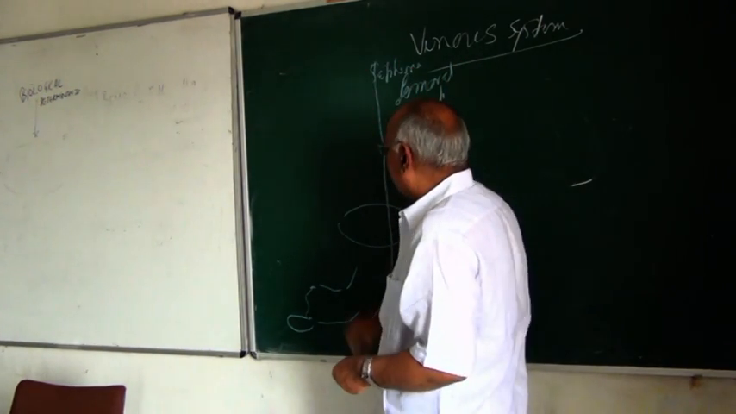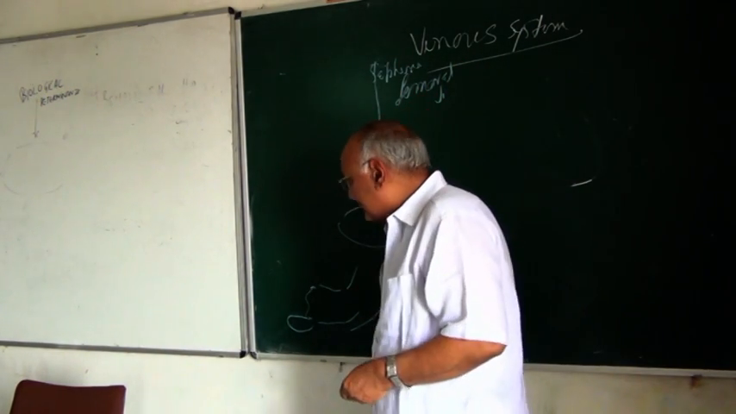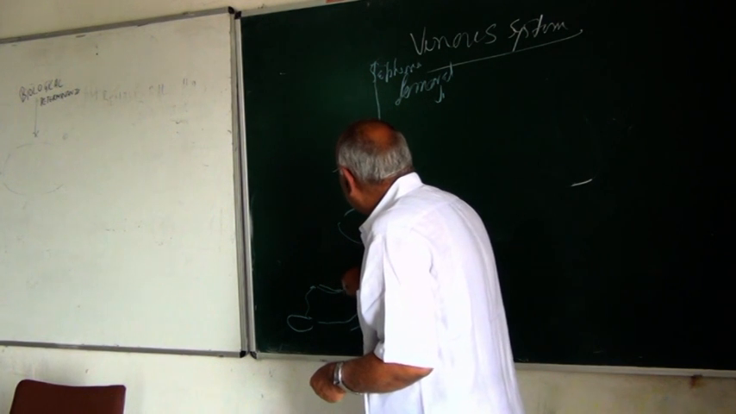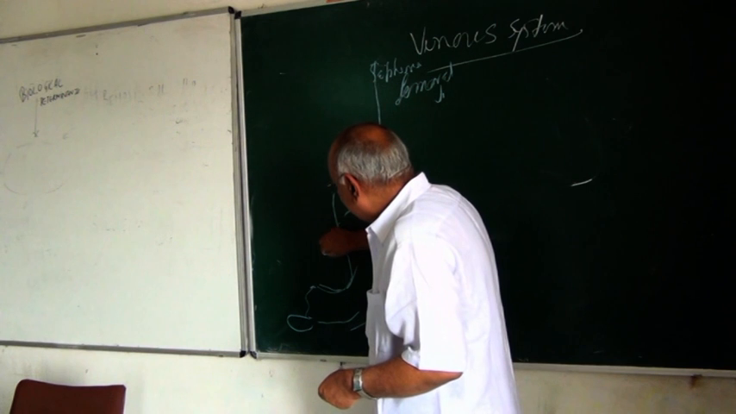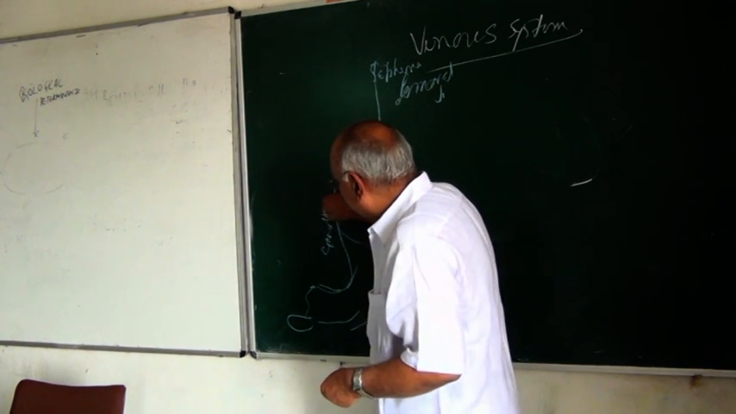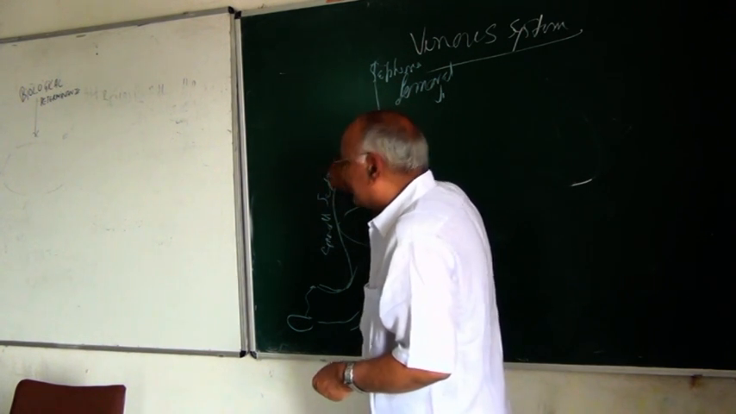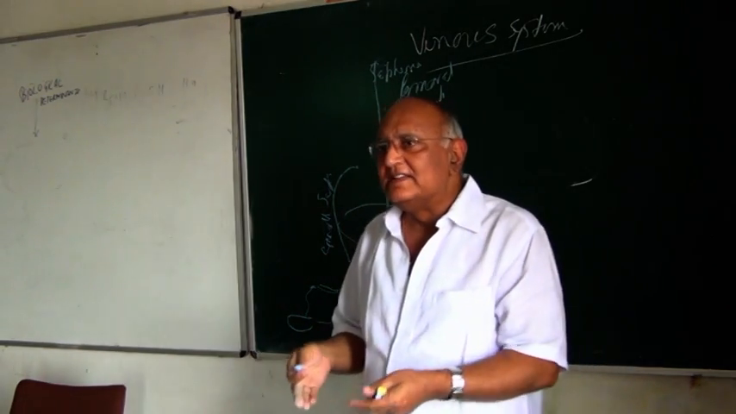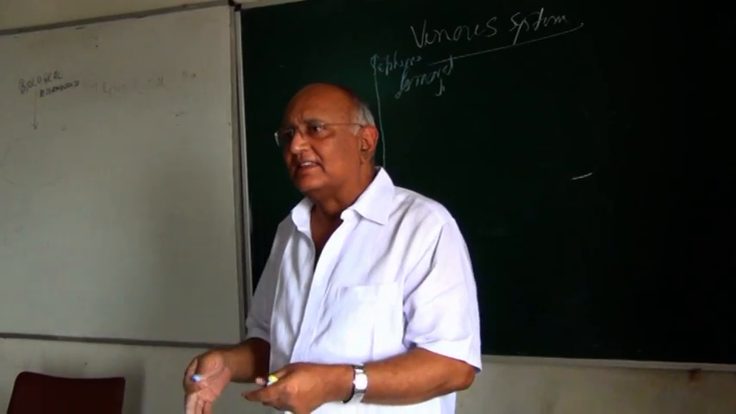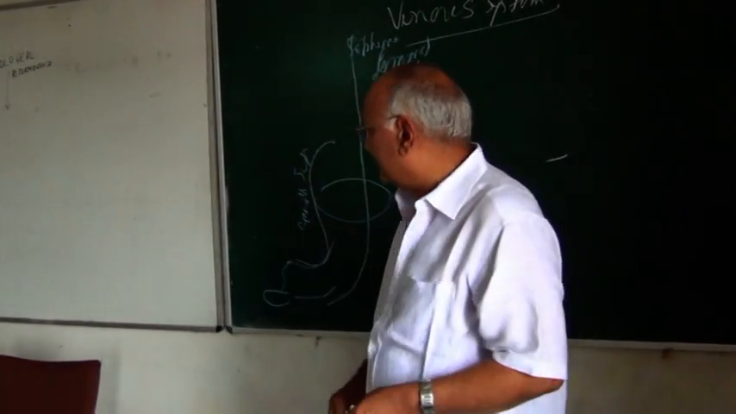Saphenofemoral junction near it ends. And from the lesser side, or the little finger side, there is another vein which ends in the popliteal fossa. This is the small saphenous vein. Saphena means easily seen. It is quite easily visible, that's why it was named saphenous vein.